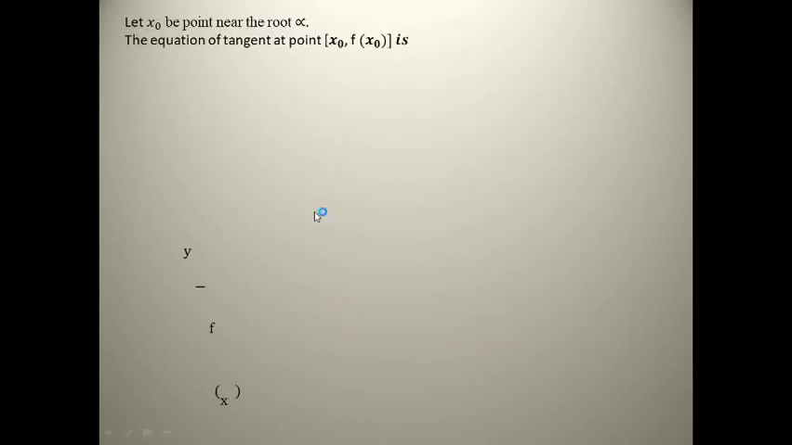So let x0 be a point nearer the root alpha. The equation of the tangent at the point x0, f of x0 is given by the slope-point form of the line, that is y minus the y coordinate of the point, that is f of x0. Now what will be the slope? Slope is f dash of x0, into x minus x0. Now this is the equation of tangent.